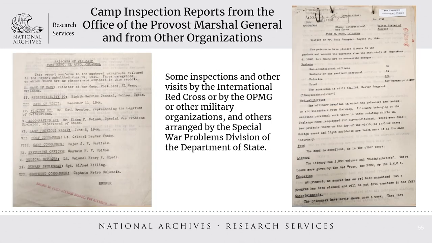The subject files also contain inspection reports completed both by subordinate offices within the Office of the Provost Marshal General and by external organizations. These are two such examples. The document on the left outlines a December 1944 visit by a representative of the Legation of Switzerland who was accompanied by an individual from the Special War Problems Division of the Department of State. The document on the right is a translation of a report about an International Red Cross visit that took place in August 1944.